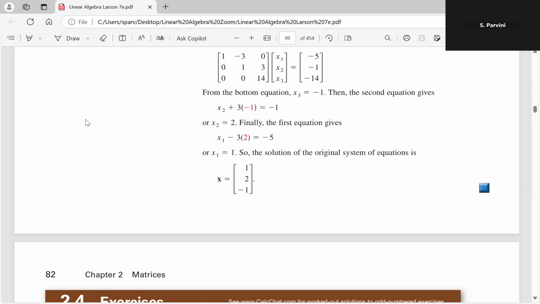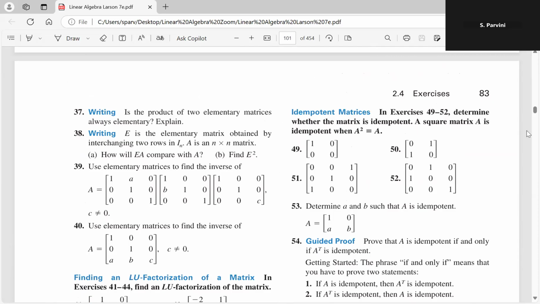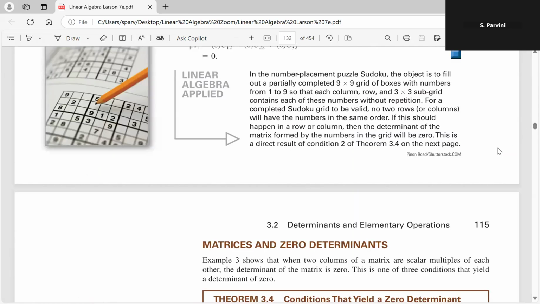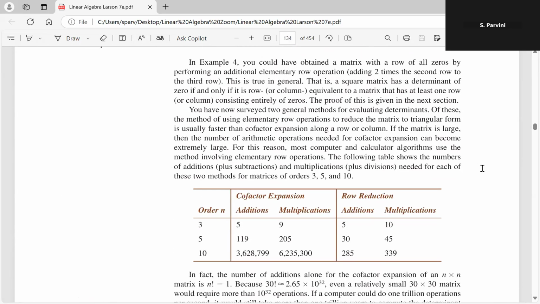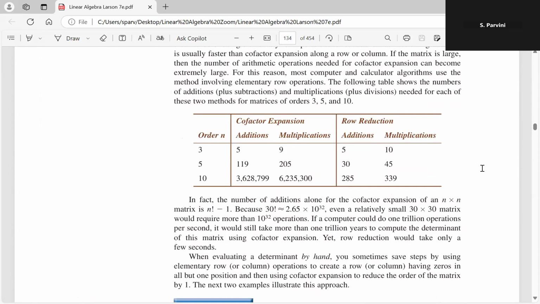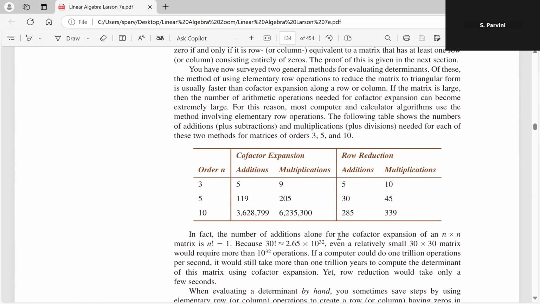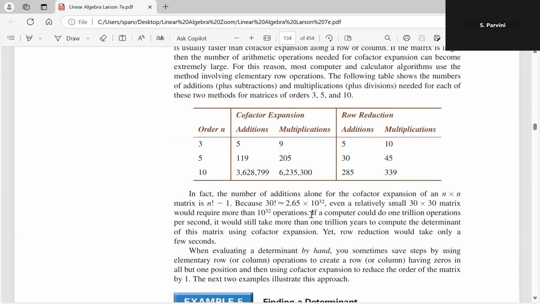Let me go to page 116 here and show you. This is worth looking at. There you go. If we want to do cofactor expansions and determinants to find the inverse, again, for the 30 by 30 matrix, look at how many operations are involved here. 10 to the 30th operations. And check out this paragraph.